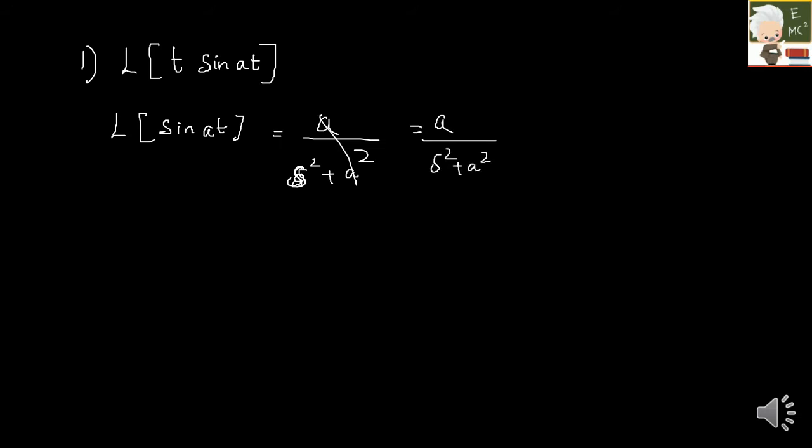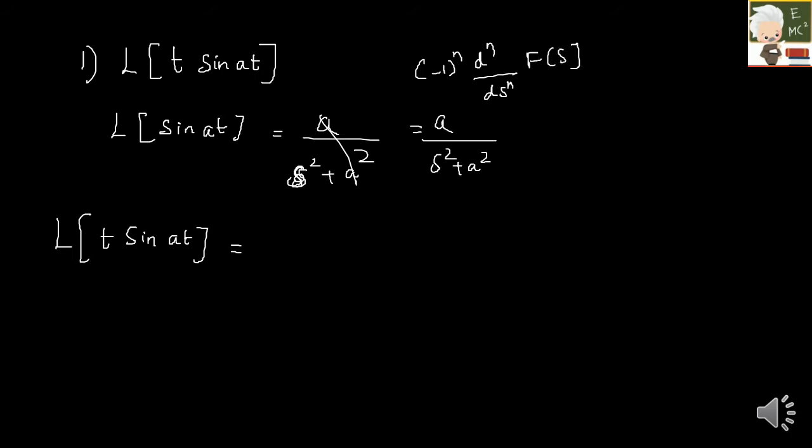Right? Now I need to find the Laplace transform of t into sin at. So what is the formula for it? It is minus 1 whole power n d power n by ds power n of f of s. So what is this n? n represents the power of t. So what is n here? It is 1. So it will be minus 1 whole power 1 into d by ds of f of s, which is a by s square plus a square.